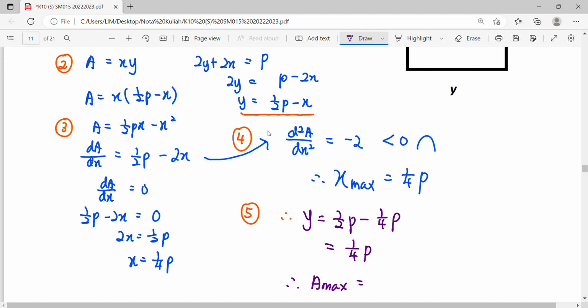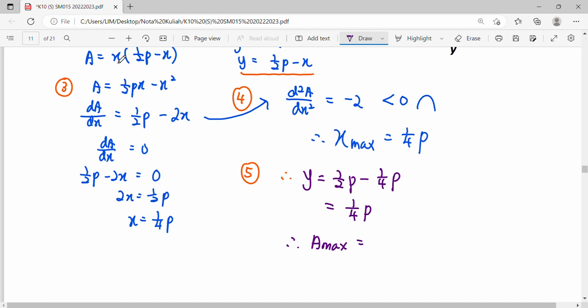Finally, the maximum area. Using the critical number that we already verified, the other unknowns will automatically be at their maximum. So the maximum area will be length times width, x times y, which gives you p squared over 16.